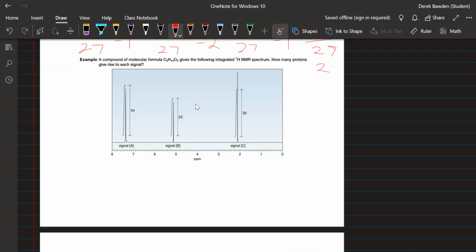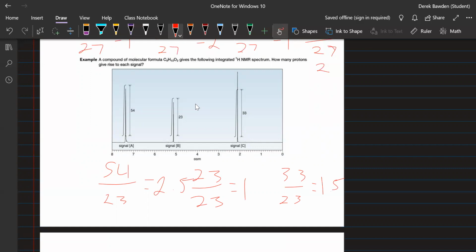So now we're going to do the same thing. But this time we know the chemical formula, so we can know the exact numbers. So we have 54 divided by 23, 23 divided by 23, and 33 divided by 23. So here, this one comes out to about 2.5. This one's 1, and this one's about 1.5.